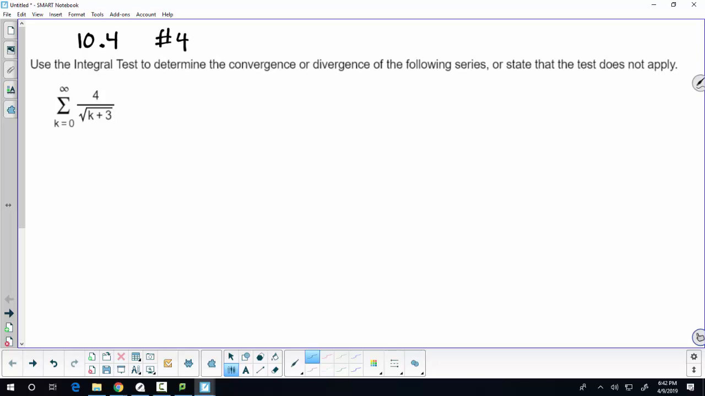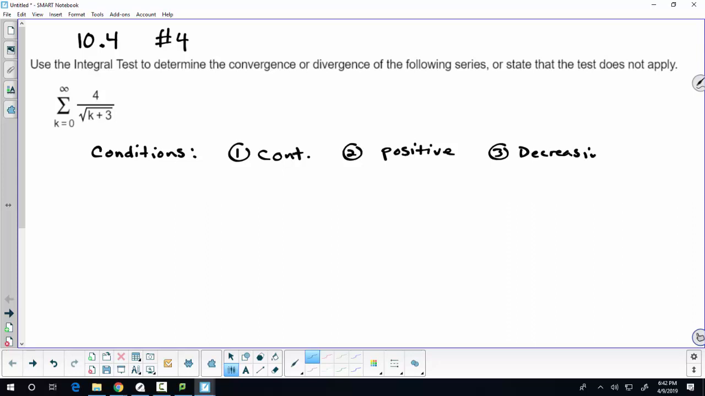Okay, so use the integral test or state that the test does not apply. What were the conditions on the integral test? Continuous, positive, and decreasing, right? All right, so first we look at f of x equals 1 over the square root of x plus 3. Is it a continuous, positive, decreasing function?